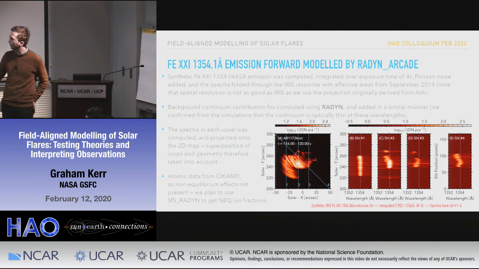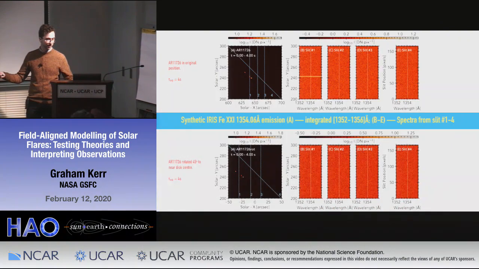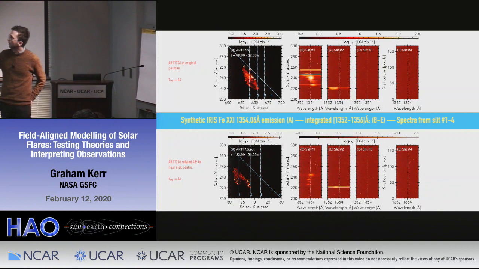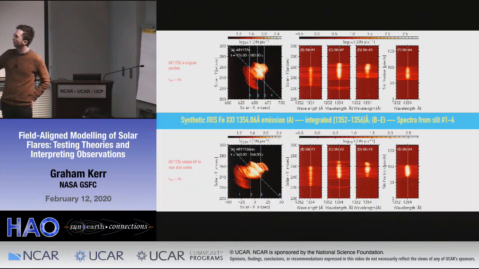And so you can see we have this arcade structure, various pretend slit positions, and then the synthetic IRIS observables. And if people are familiar with IRIS observations of flares, these are remarkably flare-like. And I'll show a movie from each region, showing that we do get these blue shifts that go in the background. You can see loop-top sources are stationary. You get broader sources.